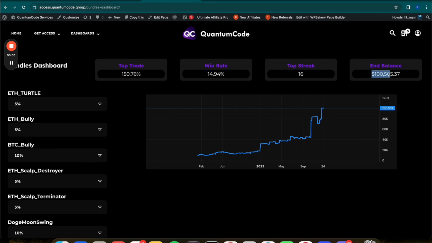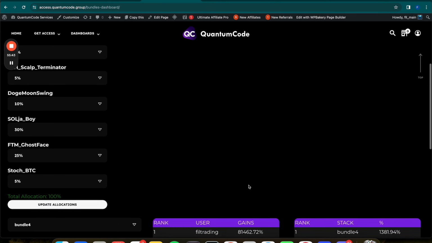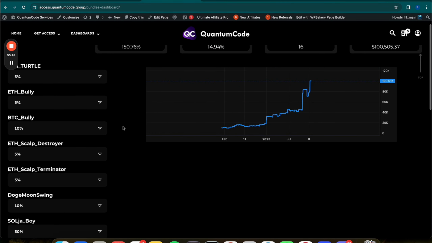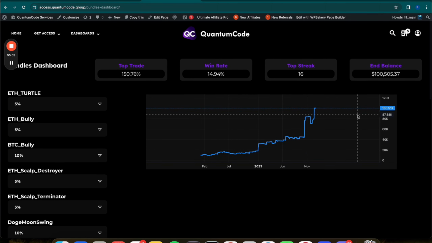From 56 grand, we went to 100 grand. We didn't double our account, we 10x'd our account, but it's double the performance that we had before. And the reason for that is because we put more allocation towards altcoins, which is more of an aggressive approach. Now you might think, why wouldn't everyone do that?